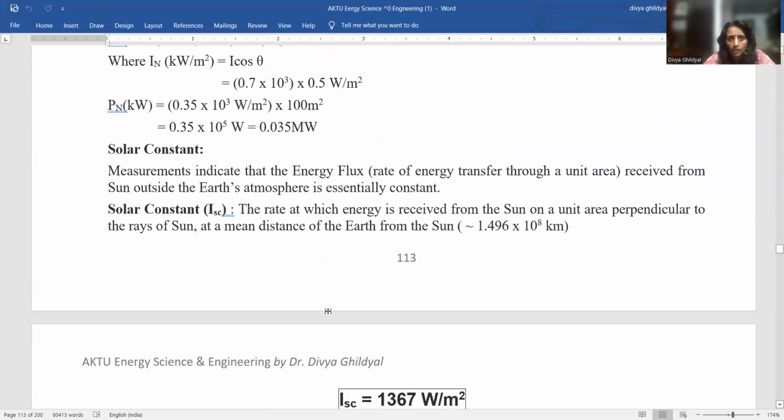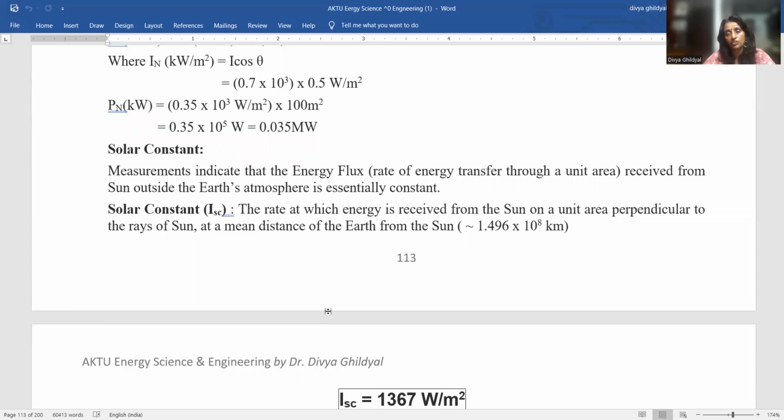Now, solar constant. Measurements indicate that the energy flux. What is flux? The number of lines passing through any area, surface area. You have heard it in Gauss law of magnetostatics and electrostatics, flux. Now in this case, it becomes energy flux.